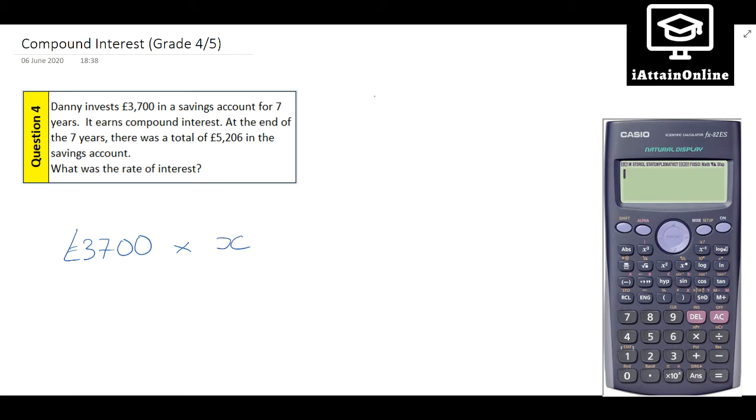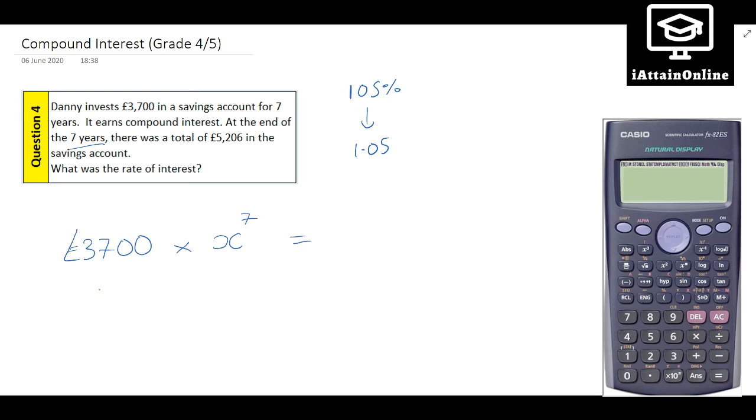So remember, your multiplier, if something was increased by 5%, would be 1.05. That's not what x is in this case, but it's going to be something like that. Now I know that if I multiplied it by x 7 times, I would get the answer of 5,206. So actually what we can do is multiply it by x to the power of, not squared, to the power of 7. That's simply the number of years.